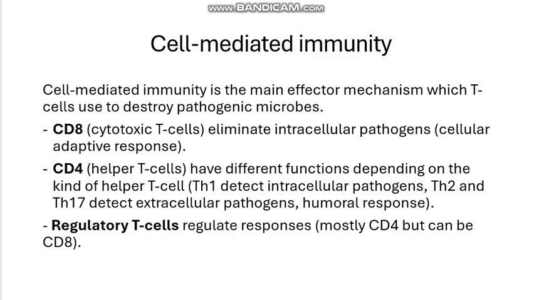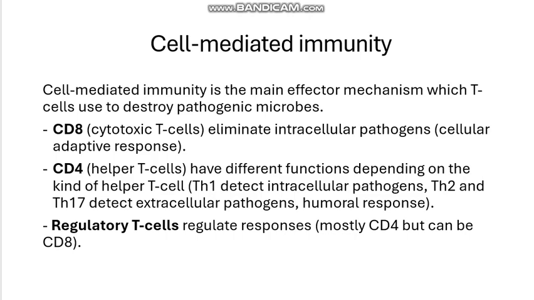This one is mainly going to be focusing on the different kinds of T cells, so the cytotoxic and the helper T cells, as well as the other kind of lymphoid cell that we mentioned at the beginning had a role in the innate immune system rather than the adaptive immune system, the natural killer cells, which are a distinct lymphoid lineage separate to the T cells and the B cells. But most of this is just going to be focused on the T cells. So, cell-mediated immunity is the main effector mechanism which T cells use to destroy pathogenic microbes.